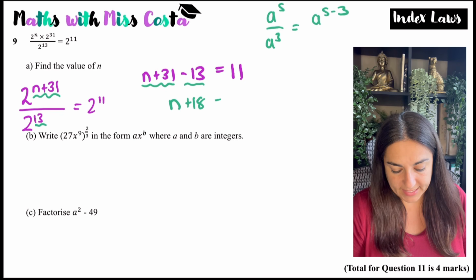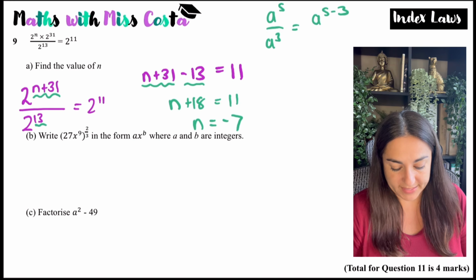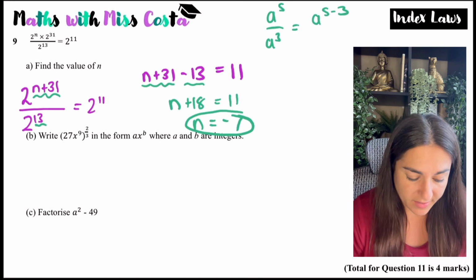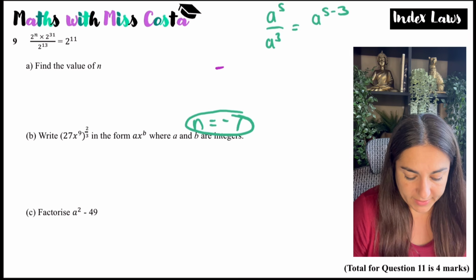So n plus 18 equals 11. Therefore, I'm going to have to subtract 18 from both sides. 11 take away 18 is minus 7. So therefore, the value of n is negative 7. I can double check that to see if it works.